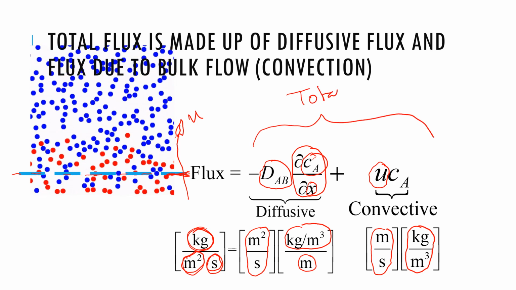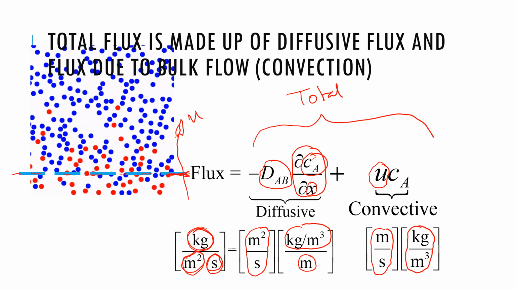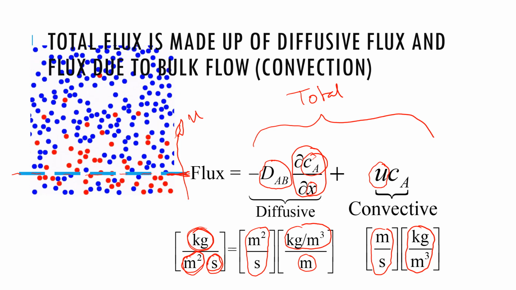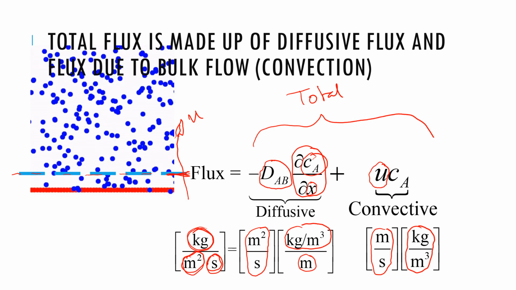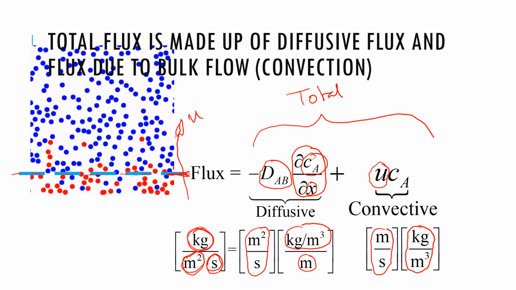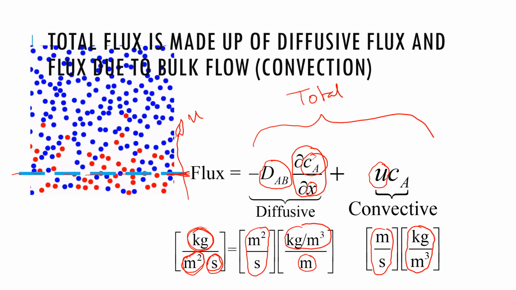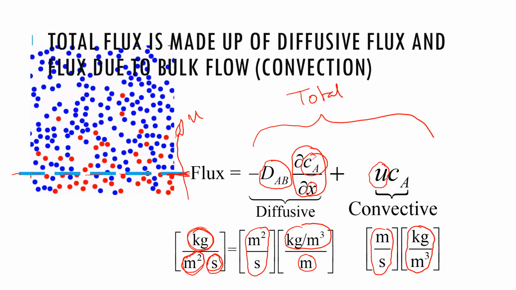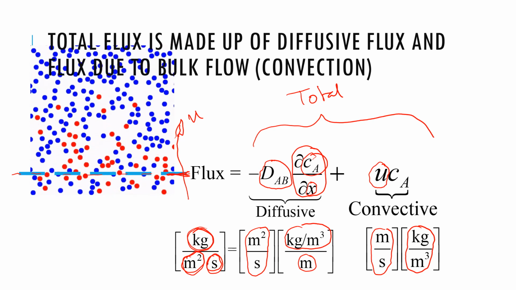In general, I should be using this total flux, which has a diffusional component and one due to bulk flow. We're going to use this term now to derive the mass conservation equation.